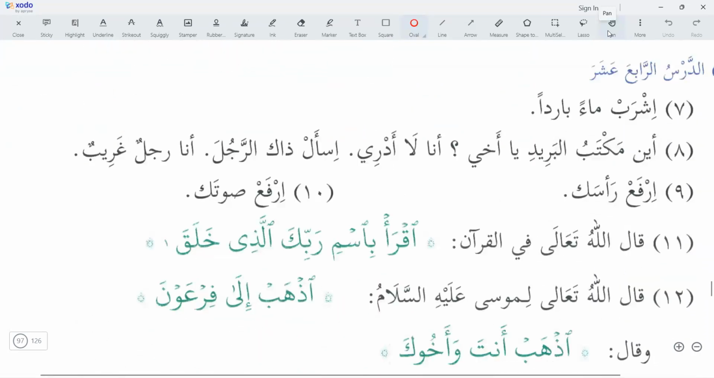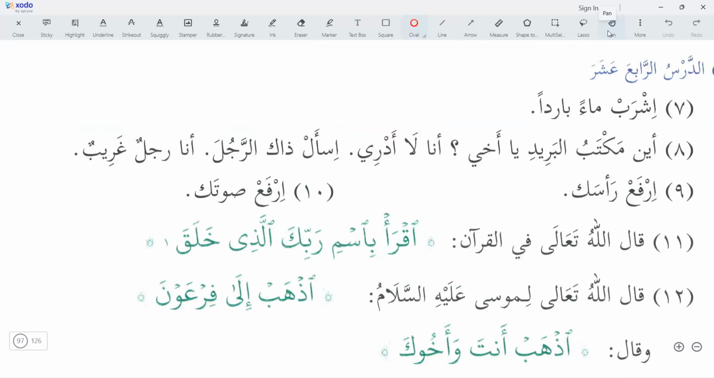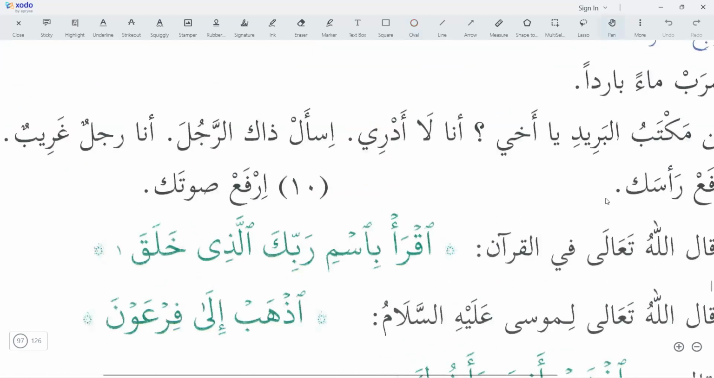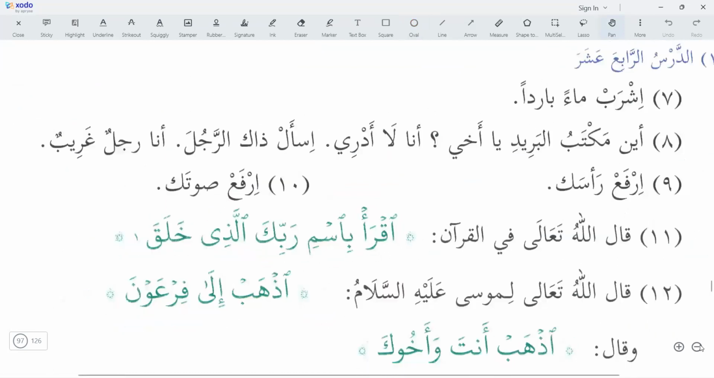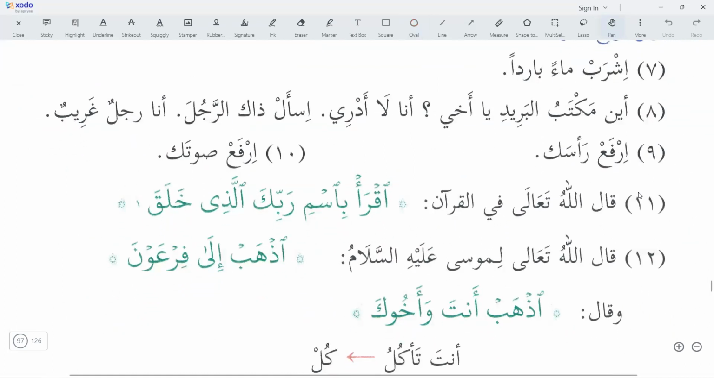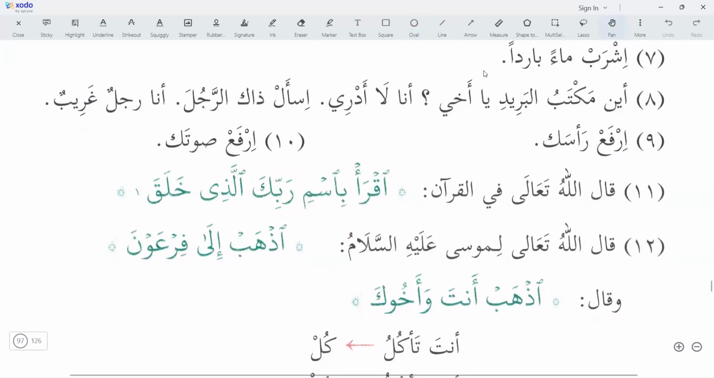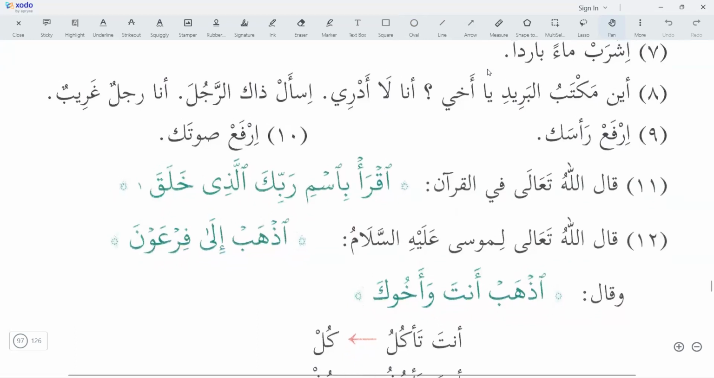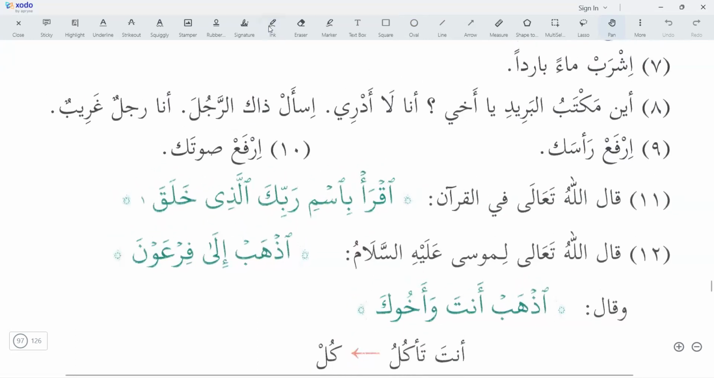Okay, welcome. The next, who will read? Shall I read, sir? Okay, please read. Ishrab ma'an baridan. Drink cold water. Aina maktabul baridi ya akhi. Why ma'an baridan? Because it is maful, and it is not manut. Yes, it is the object, and it is not manut.